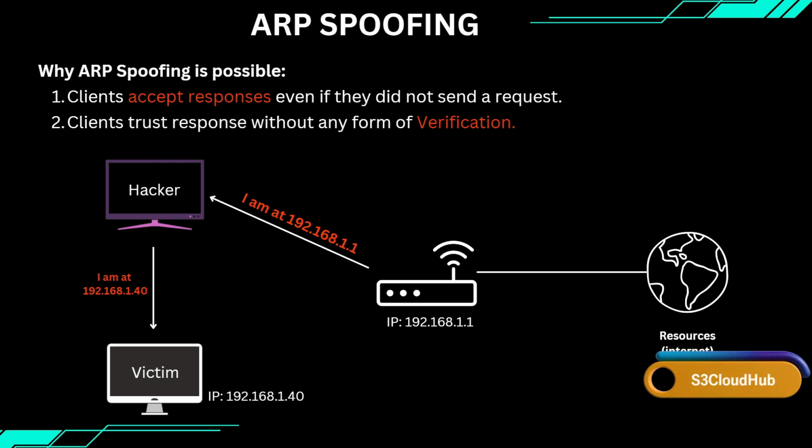The best way to protect yourself from ARP spoofing and man-in-the-middle attacks is to use encrypted connections such as HTTPS and avoid using untrusted networks.